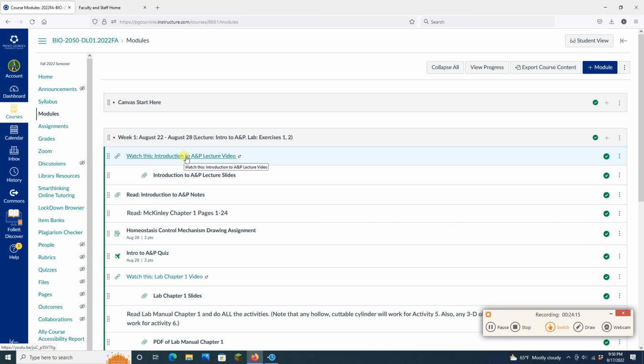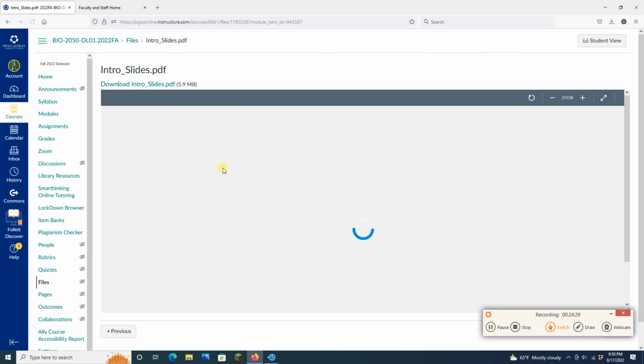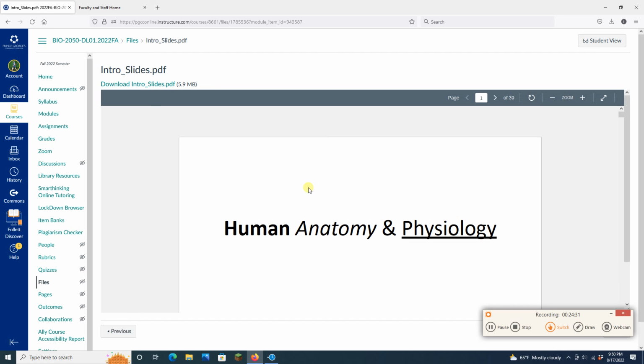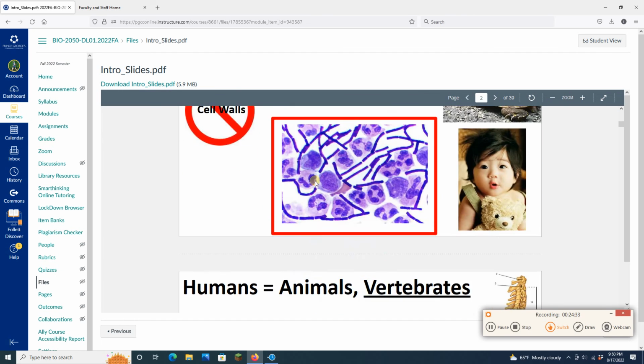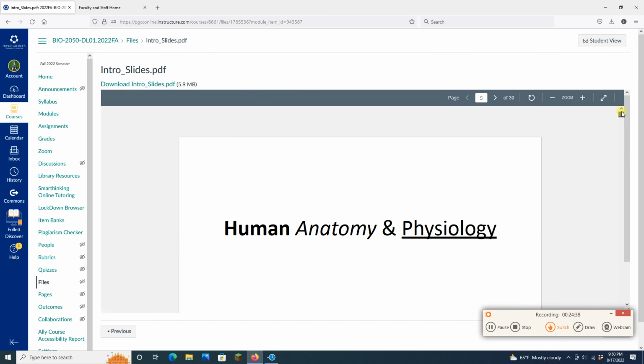I'm going to show you a lot of pictures, a lot of PowerPoint type slides. If you want to download them, just click on this where it says Introduction to A&P Slides. It's loading right there. All the slides are here. So you can download these if you'd like. Just click on the download button right there. You can check them out. These are the pictures I show during the lecture video.